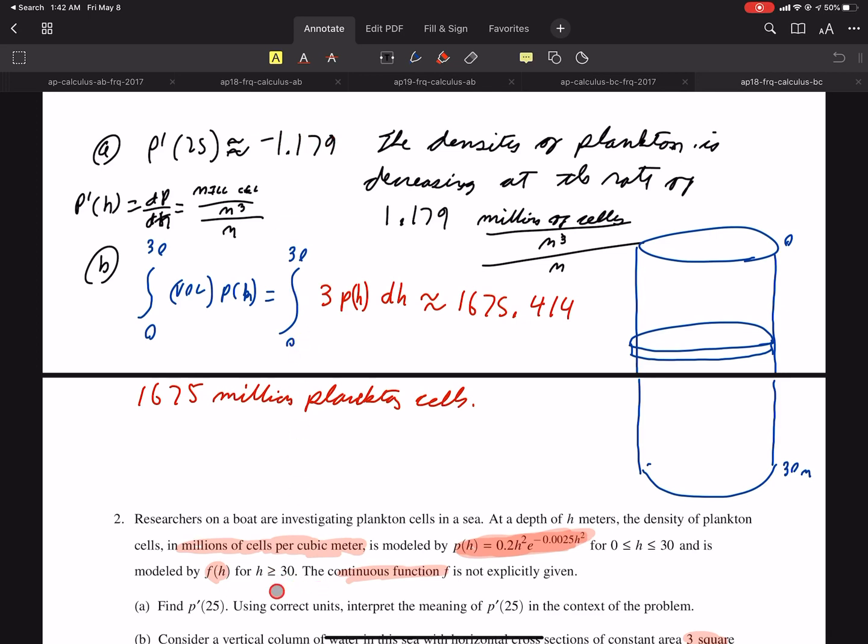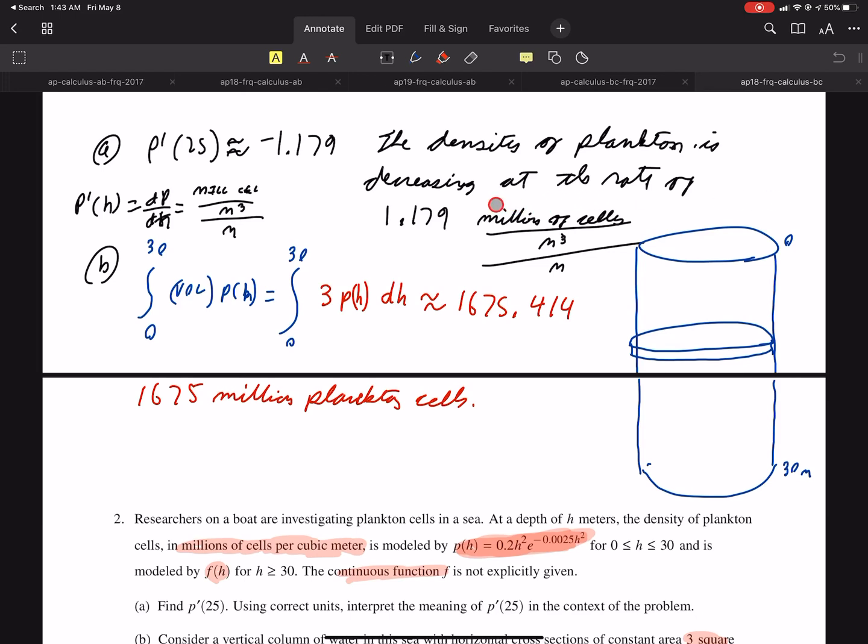But we're not done. What are the units? P prime in differential form is dP/dH. The units we're given for P are millions of cells per cubic meter. H is the depth in meters, so it's millions of cells per cubic meter per meter. And they want us to interpret the meaning of this. If a derivative is negative, then the function is decreasing. So P, the density of plankton, is decreasing. I wrote: the density of plankton, which is P, is decreasing at the rate, since P prime is a derivative or a rate, of 1.179 millions of cells per cubic meter per meter. You can write this as meters to the fourth on the bottom, or in words, millions of cells per m cubed per m.